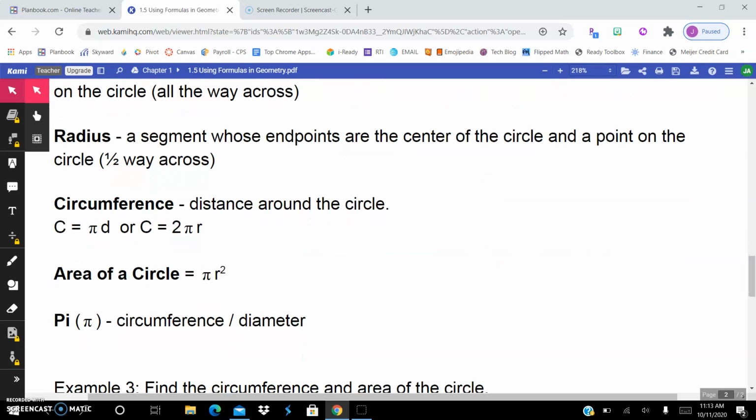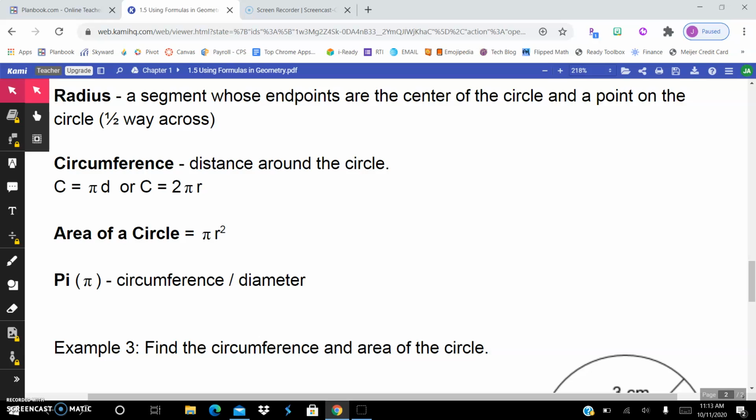And then circumference and area. Circumference is the distance around the circle. So circumference is another word for perimeter when you're using it for a circle. We just don't use perimeter for circles. We use circumference. And there's 2 formulas.